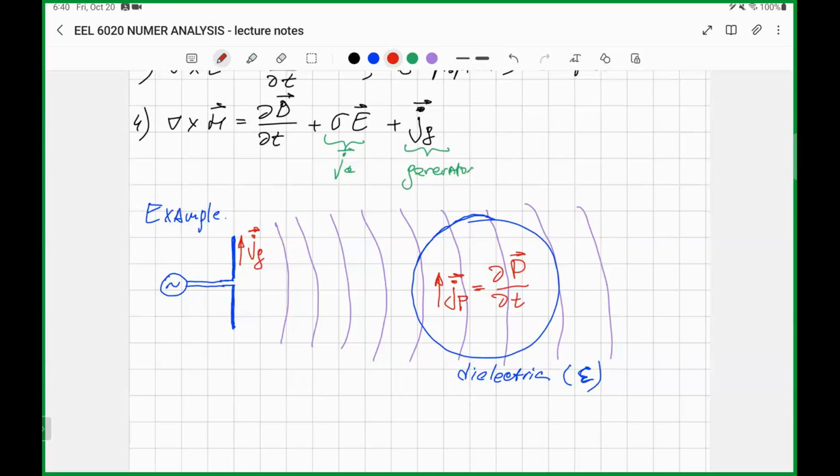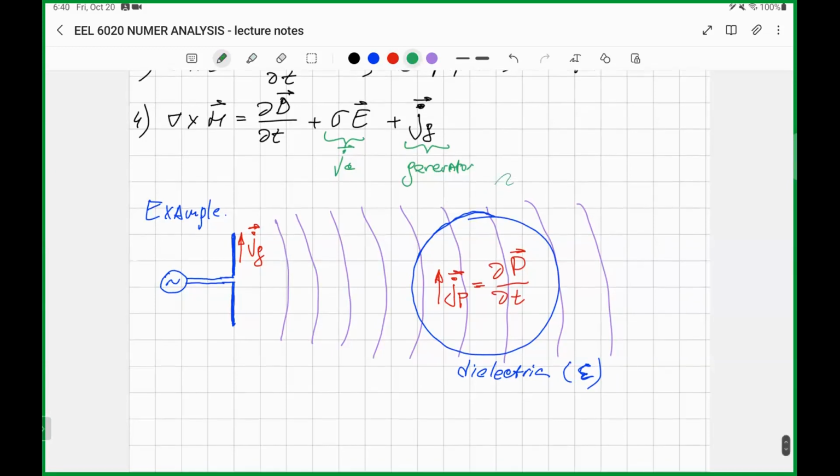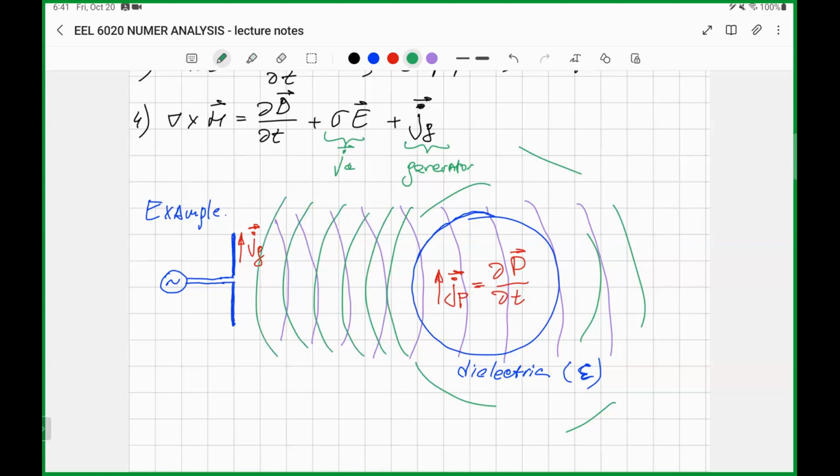And of course, this polarization current also oscillates in time, as well as the field that causes this polarization current to appear. And this polarization current re-radiates the electromagnetic field in basically all directions, something like this, including the direction back towards the antenna.